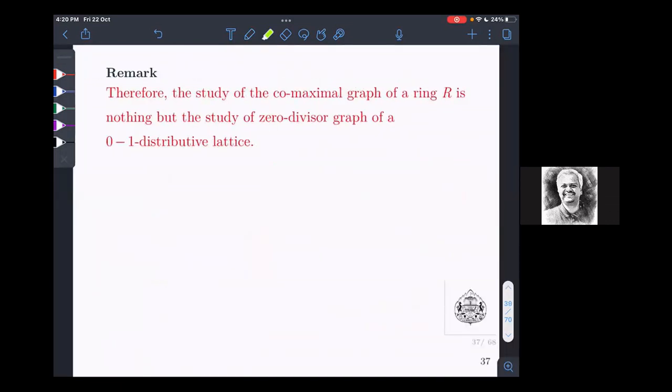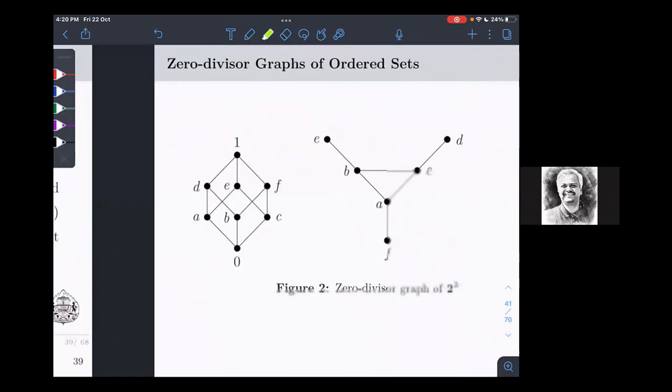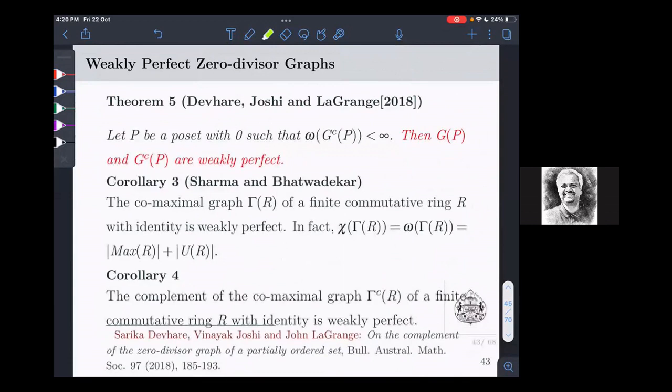So essentially, the conclusion is that the study of the co-maximal graph of a ring R is nothing but the study of the zero divisor graph of a 0-1 distributive lattice. This becomes a very good tool. As such, this becomes a bridge while learning the co-maximal graphs of rings and zero divisor graphs of lattices. Okay, so this is what I talked about here, and naturally we will get these 2 results as a corollary.